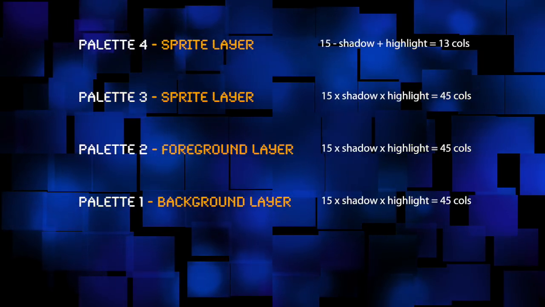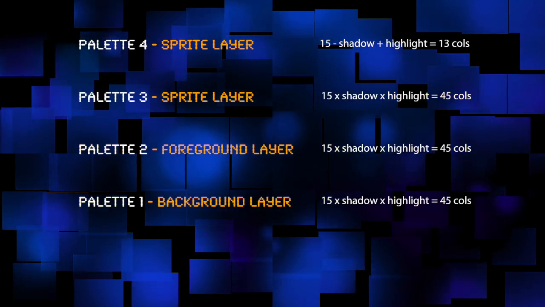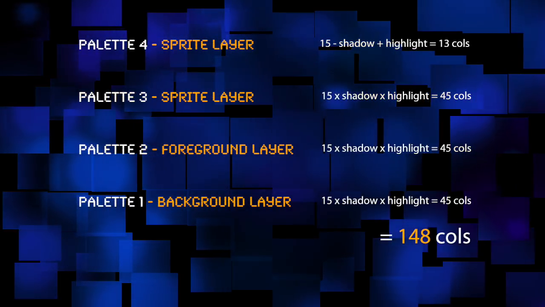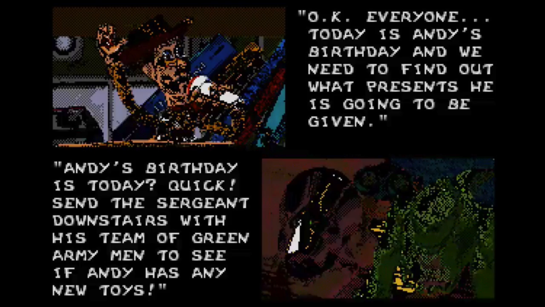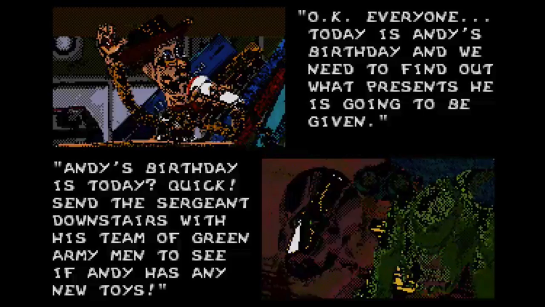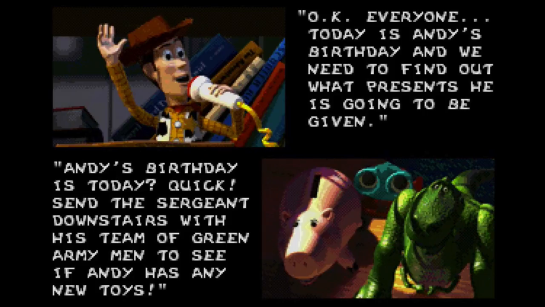The last layer of sprites loses 2 more of its colours to provide the shadow and highlight modes. So this gives us 148 colours on screen at once, from a total of 3,375. So here's the background layer for one of the images. Here's the foreground layer. And finally the sprite layer. So the background layer goes first, then the foreground, and finally the sprites, giving us our pretty nice rendition of the movie stills.